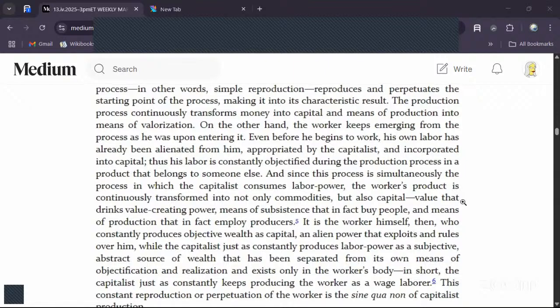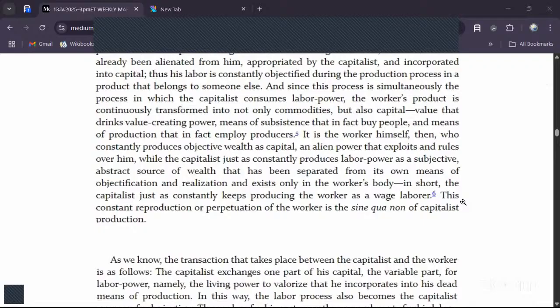It is the worker himself, then, who constantly produces objective wealth as capital, an alien power that exploits and rules over him, while the capitalist just as constantly produces labor power as a subjective abstract source of wealth that has been separated from its own means of objectification and realization and exists only in the worker's body. In short, the capitalist just as constantly keeps producing the worker as a wage laborer. This constant reproduction or perpetuation of the worker is the sine qua non of capitalist production.